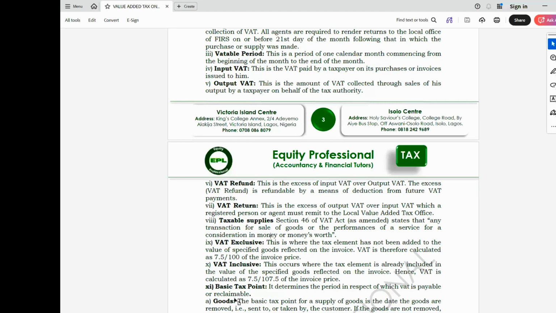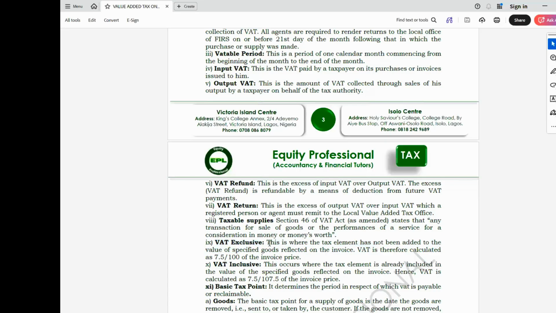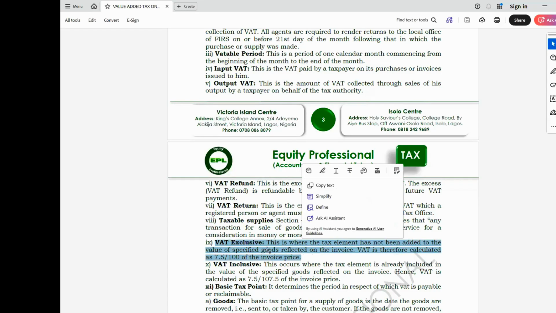Then we have VAT exclusive. When they say an item is VAT exclusive, look at the word exclusive. That means it's not included. So when the question says VAT exclusive, what it means is that the VAT amount is not included in the information given to you. The amount of the VAT is not included in the figure given to you by the examiner.